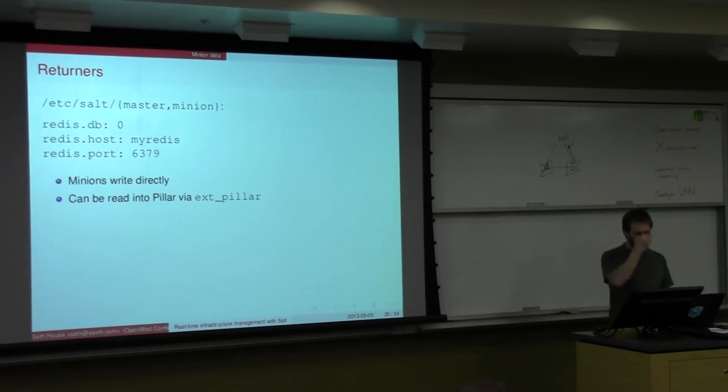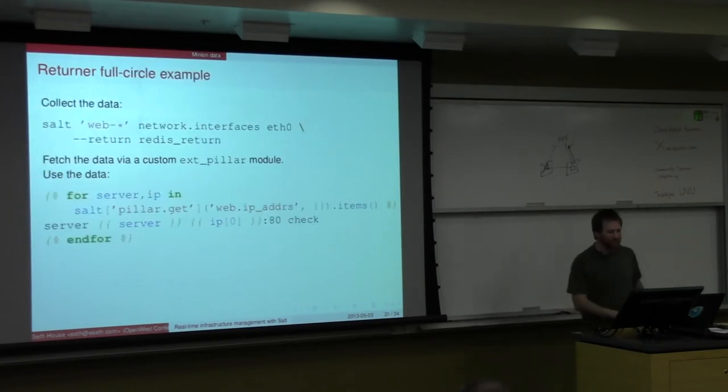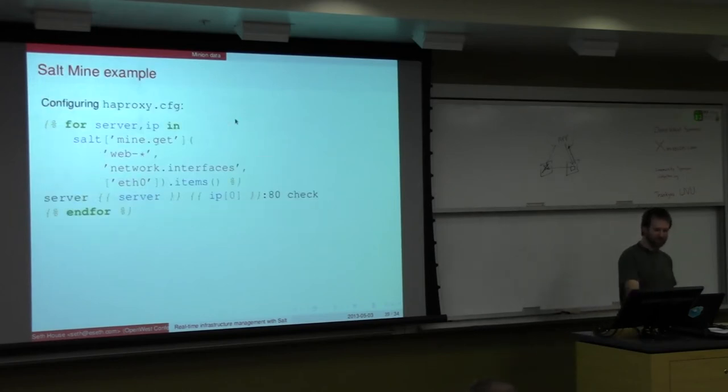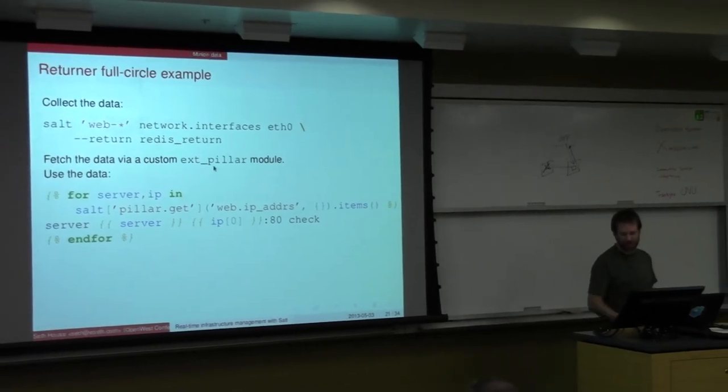So a guy in our community set up a returner to collect this information from commands that he was running into a data store, and then he would pull that data back into Pillar so that it was available to all minions. Kind of a circle. So this is basically the workflow that he did. This is just an example of running a command and specifying a returner. I'll gloss over how you fetch the data using a custom external Pillar module, but again, it's simple. You can do so in just a handful of lines of code.